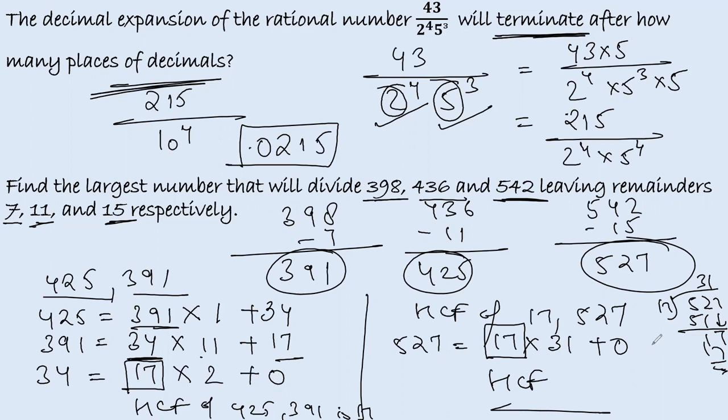If any question comes where a number is dividing another number but leaving a remainder, it means that number is not dividing completely. Unless you subtract that remainder from the number, you will not be able to find the HCF. So for every question of this type you can apply the same concept. Now moving towards the next part, everyone.